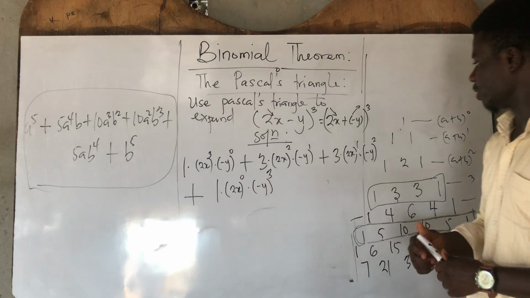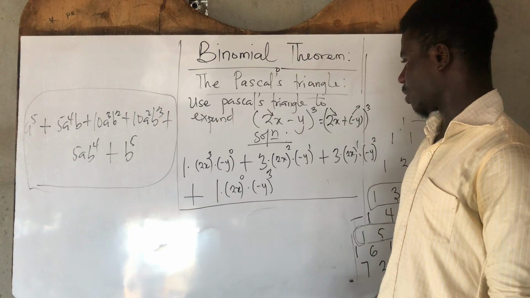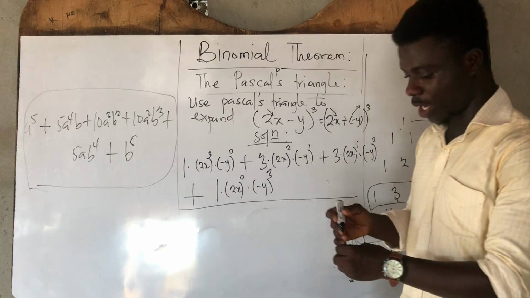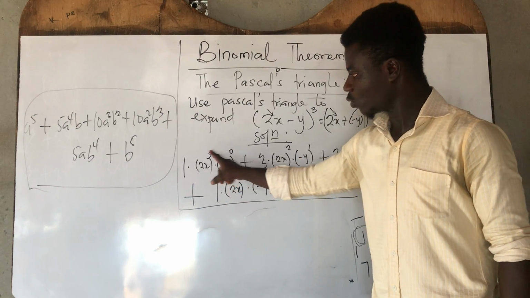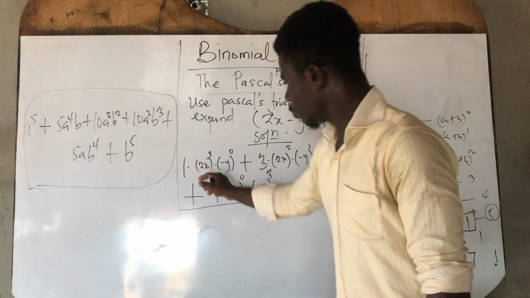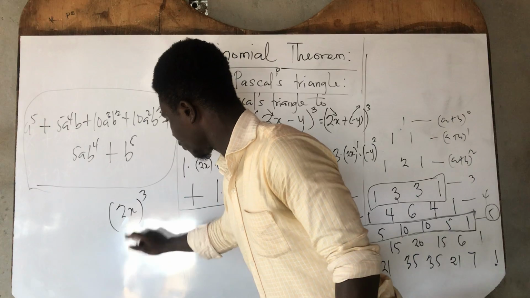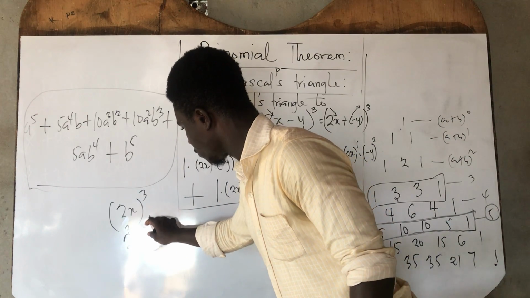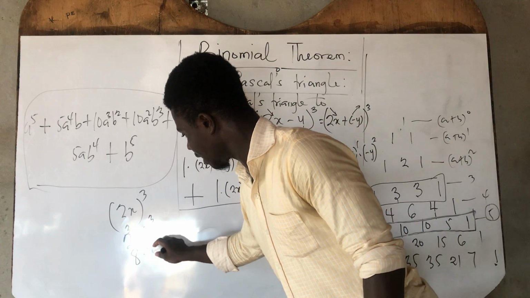So let's proceed. So we can simplify. So 1 times 2x to the power 3 times minus y to the power 0. Minus y all to the power 0 is 1. So 1 times 1, you get 1. So which is 2x to the power 3. We know that 2x all to the power 3 can be written as 2 to the power 3 times x to the power 3. And 2 to the power 3 is 8 times x to the power 3.